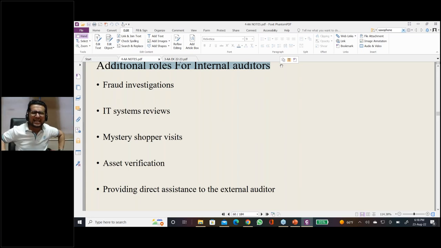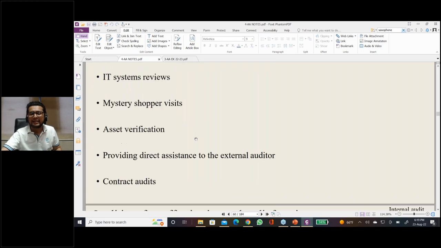If you were present yesterday or the day before yesterday, somewhere on day two of the webinar, the internal audit department was involved in an asset verification assignment, and hardly 15% of assets were, I think, found. The name of that question was probably equestrian. Another example is a mystery shopper visit. They are not going to disclose their identity as internal auditors, and they will experience what a normal or ordinary customer experiences, and they will try to identify the loopholes.